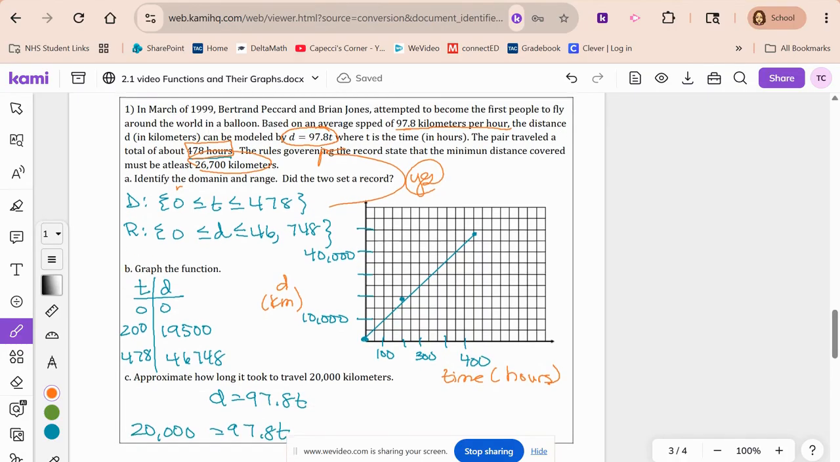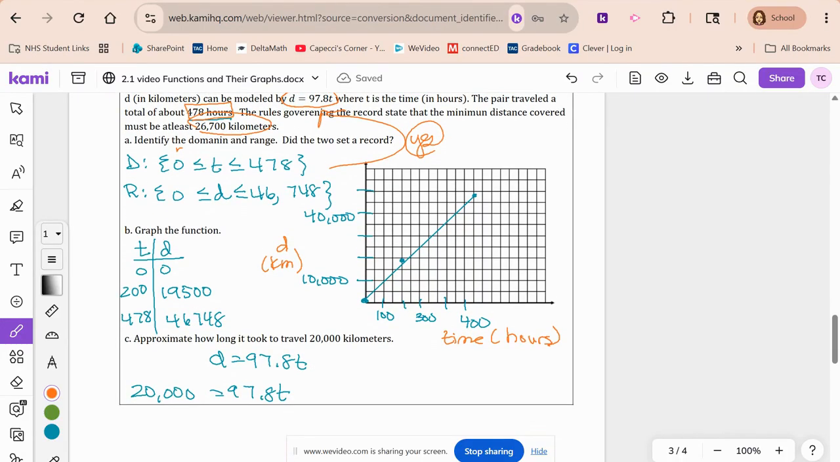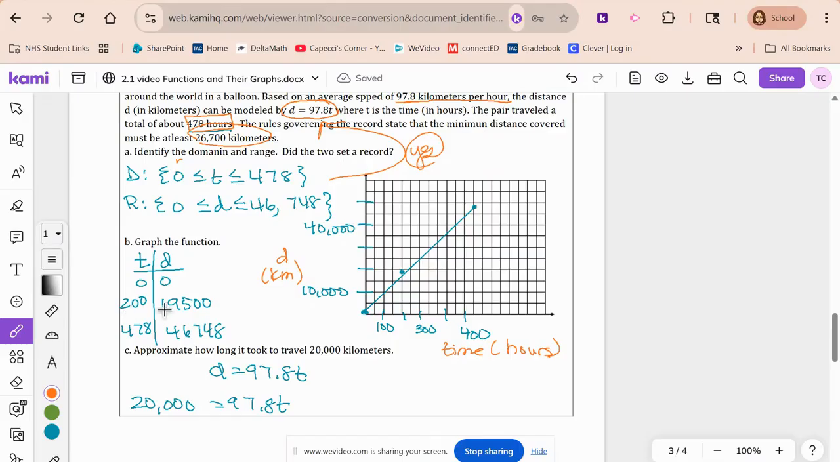Okay, so we're going to graph the function now. Now, again, to save some time, I did set it up. So I picked 0, 0 to start with. And then I picked a value of 200 for time. I substituted it into the equation. I got 19,500. And then I went to the max of 478 and then 46,748 for D. So our X value is time, right? This is going to be, on our X value is time, is going to be in hours. And then our Y value is going to be that D in kilometers.